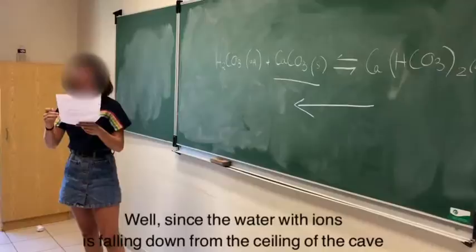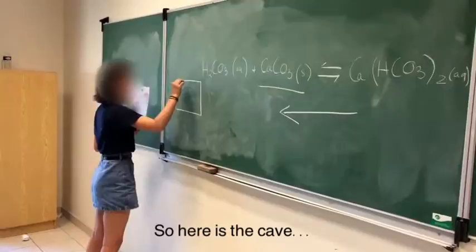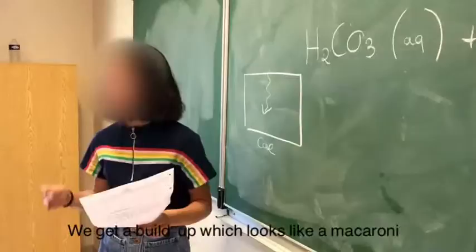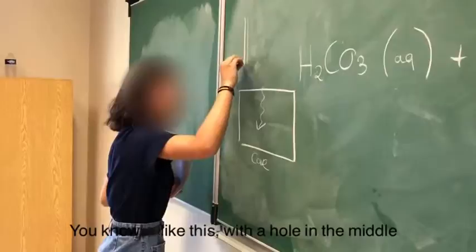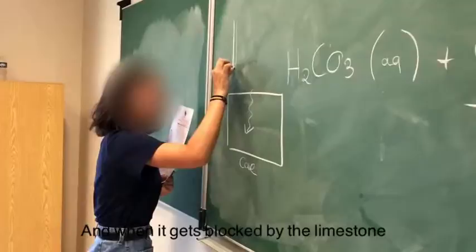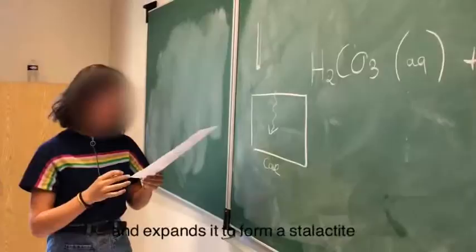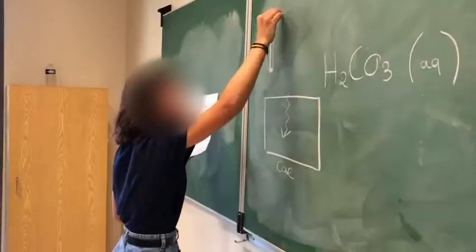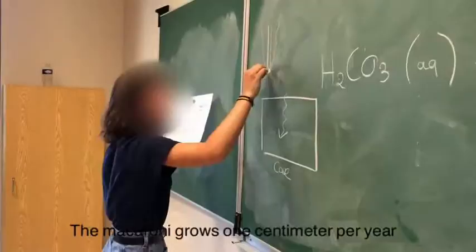Since the water with ions is falling from the ceiling of the cave, we get a buildup that looks like a macaroni, with a hole in the middle. And when it gets blocked by the limestone, the water flows out of the macaroni and expands it into a stalactite. The macaroni grows 1 centimeter per year, and the stalactite 1 cubic centimeter per century.